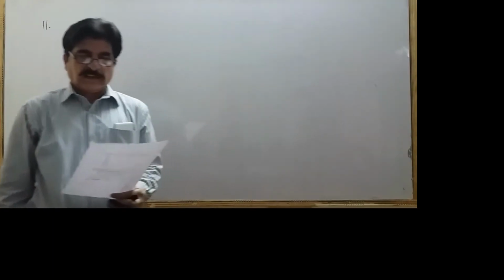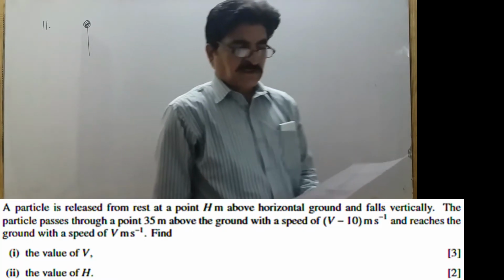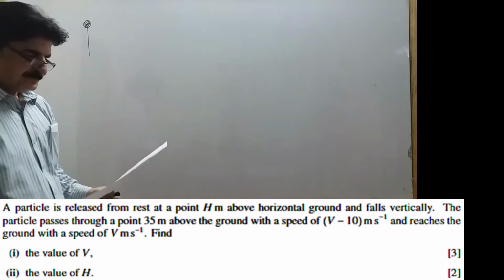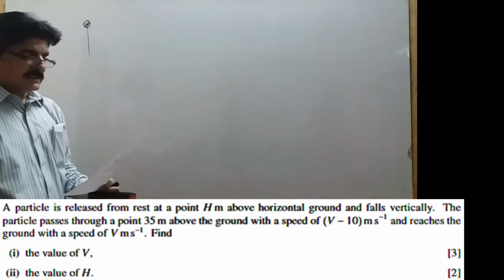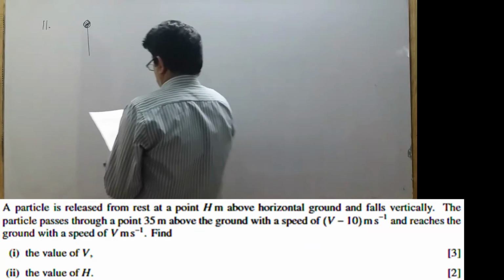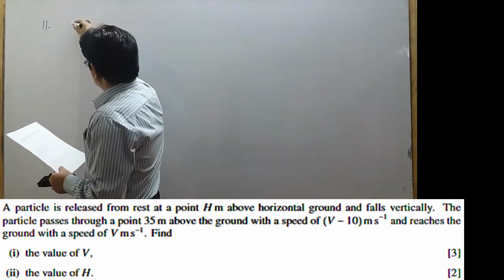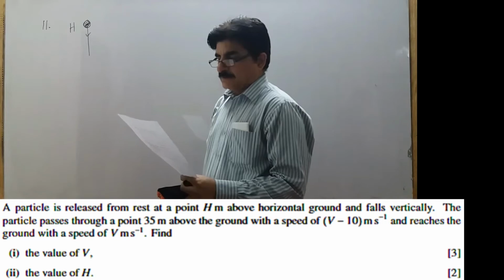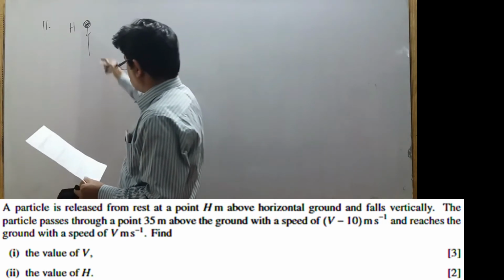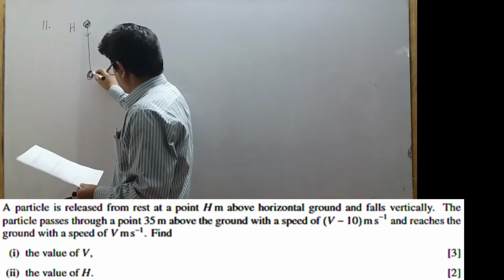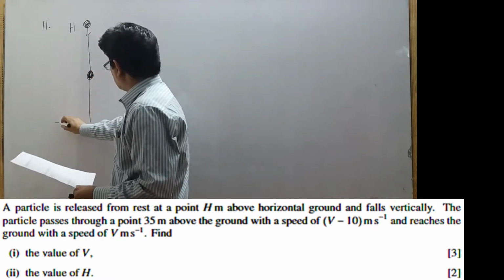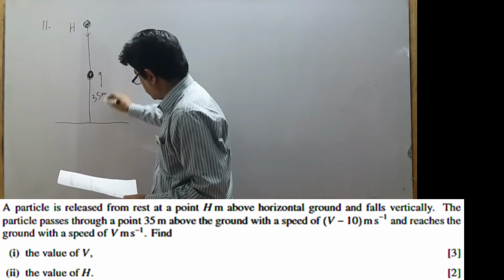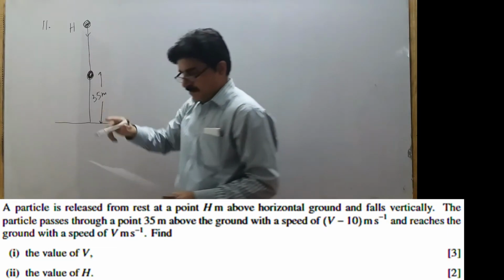Okay, next, question 11. This is a past paper question and needs more deep thinking. Read the question. A particle is released from rest at a point H above the horizontal ground. This is the point capital H. From here a particle is released. The particle passes through a point 35 meter above the ground, somewhere here, and this distance from the ground, this is 35 meter up to this point, not this distance.